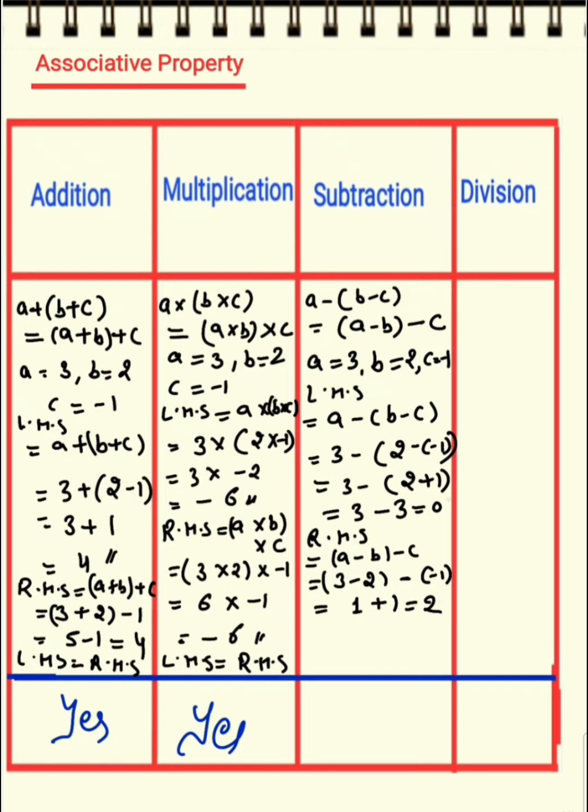So I'll get 2. So here see, this left hand side is not equal to right hand side. So we can say that integers are not associative under subtraction. So we can write here no.